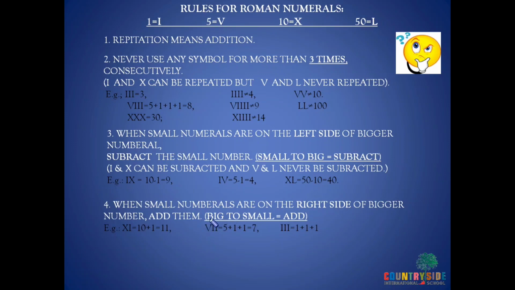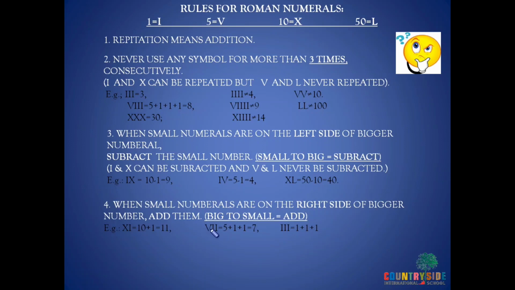Clear with it? The next rule is when small numbers are on the right side of bigger numbers, add them. So in our language, when we move from big to small, you simply add them. Have a look at the examples. The first example: we have 10, that is X, and 1, that is I. 10 is bigger and 1 is smaller. I am moving from bigger to smaller, so I'll add, and that will give me 11.